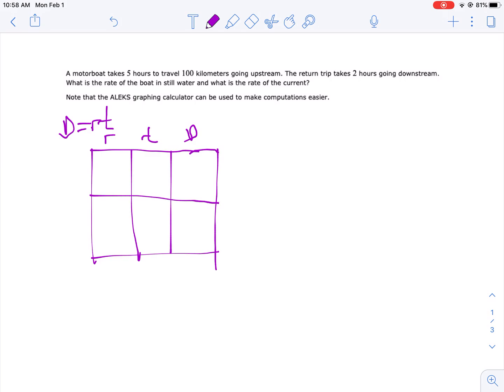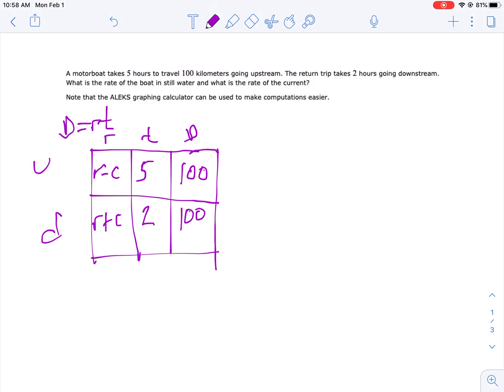So when we go upstream, what's going on? Well, that's going to be the rate of the boat, but we're going against the current, so I'm going to subtract the speed of the current. And it tells us it took us 5 hours to go 100 kilometers. Now going downstream, I'm going to add the current onto my speed. And it took 2 hours going downstream, and that same distance is 100, isn't it?